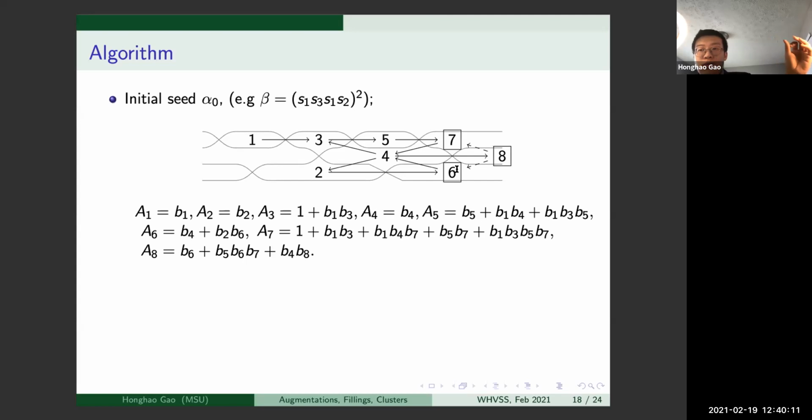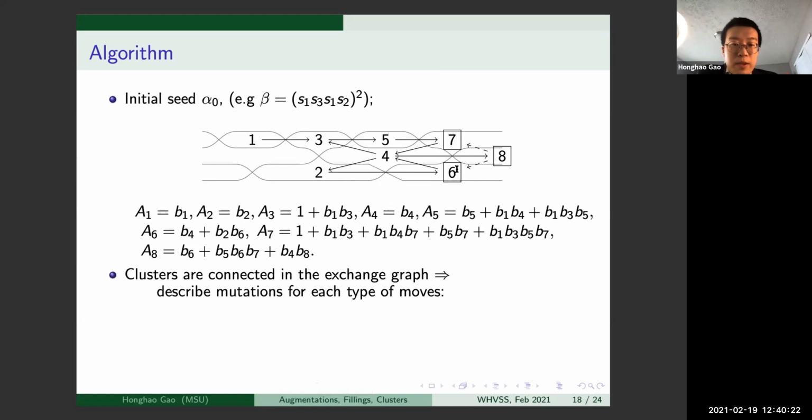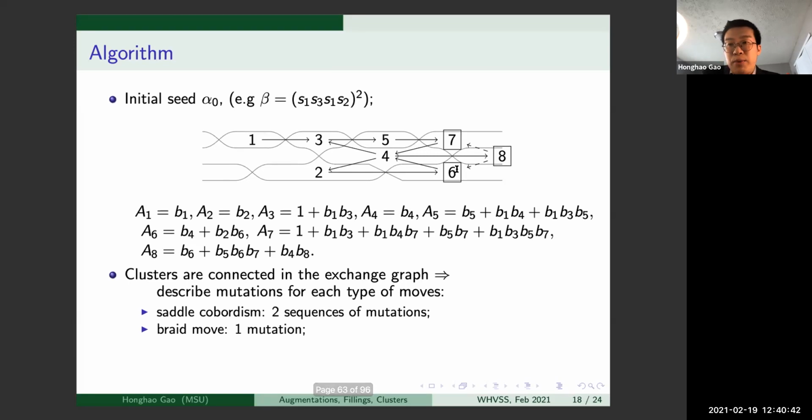And then for each move in the admissible filling, we can actually find an explicit sequence of mutations that produce the corresponding cluster. So I can just describe the mutations for each type of move for you. Just a brief list, because these are sort of complicated to explain. For each saddle cobordism, each pinch move, this is actually quite complicated. It involves 2 sequences of mutations. Each braid move is a single mutation. And each cyclic rotation is 1 sequence of mutations.